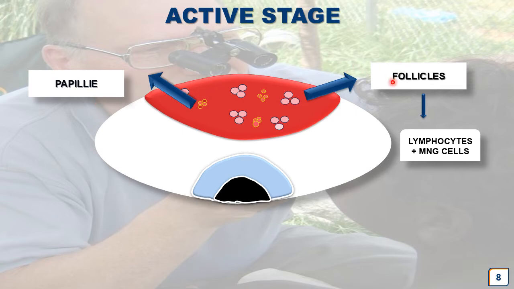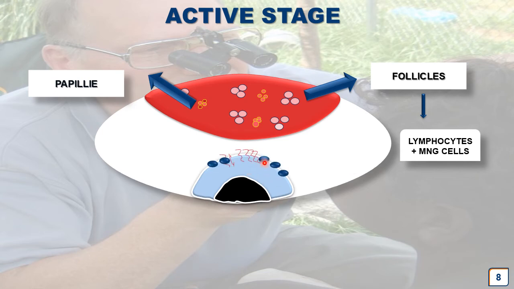The key features are the follicles. These follicles consist of lymphocytes plus MNG cells. These MNG cells are abbreviated as multinucleated giant cells, and they are also called Leber cells.